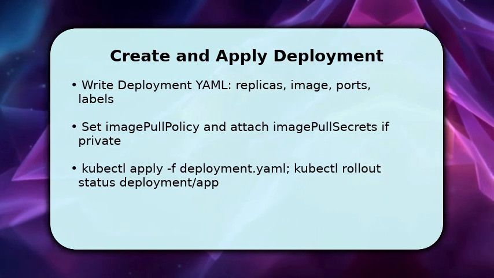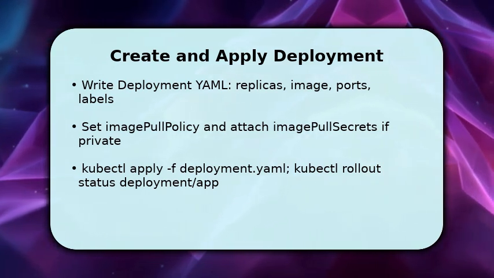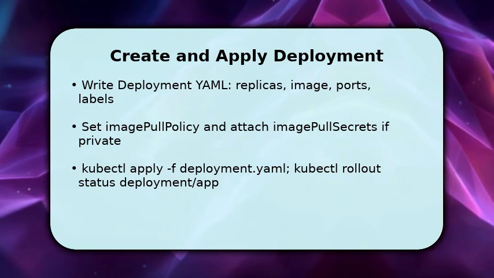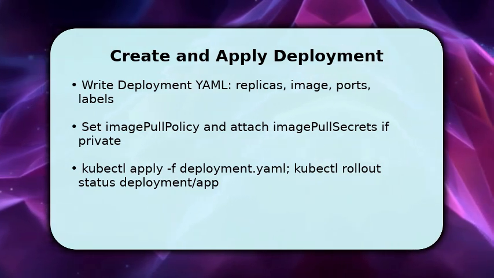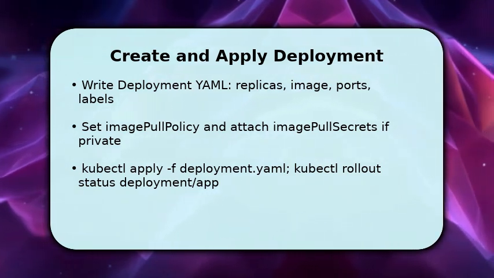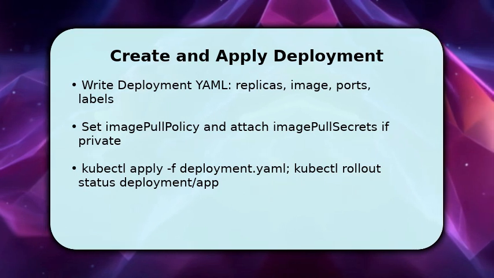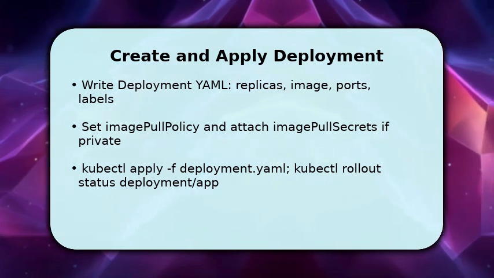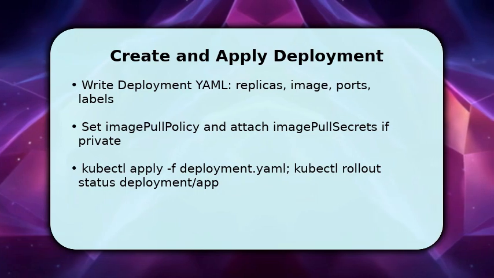Expose the pods as a service, ClusterIP or NodePort, or create an ingress for HTTP traffic. Make sure RBAC and namespaces are correct. If using namespaces, add the namespace to commands. Once the deployment is stable, test connectivity.